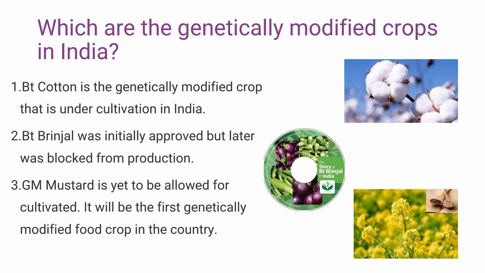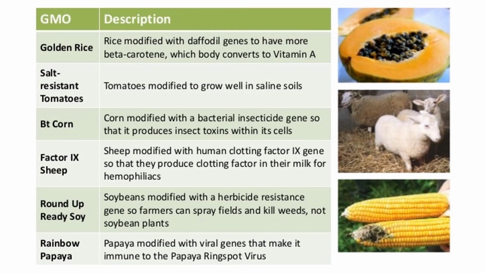Then comes the GM mustard in 2017. The variety DMH-11, which was developed by Delhi University professors, is yet to be allowed to be cultivated. It will be the first genetically modified food crop in the country. But again, it is under question by GEAC and other committees. So all these three crops were genetically modified crops which were grown in India, or which were under consideration to grow in India. Other crops which were genetically modified, like golden rice.